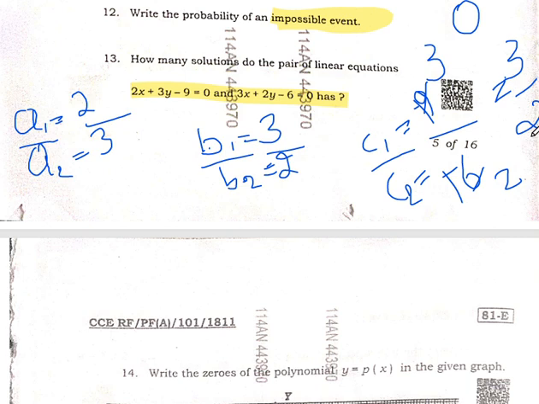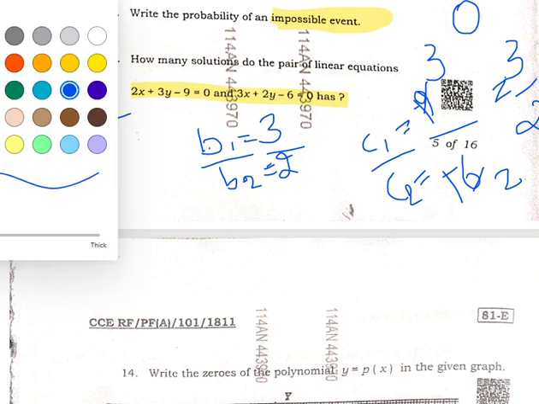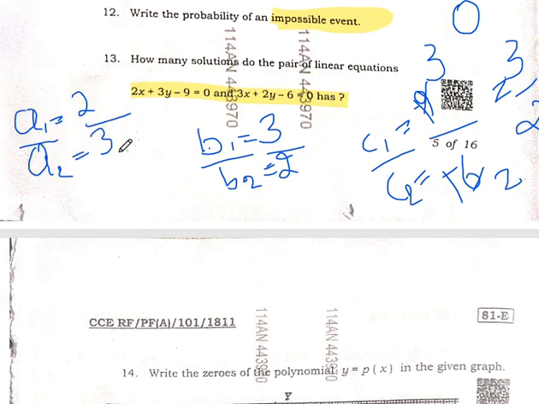We find A1 by A2, B1 by B2, and C1 by C2 separately and observe the values. A1 by A2 is 2 by 3, and B1 by B2 is 3 by 2, and C1 by C2 is 3 by 2. See here, B1 by B2 is equal to C1 by C2. That means these two are equal, but it is not equal to A1 by A2.